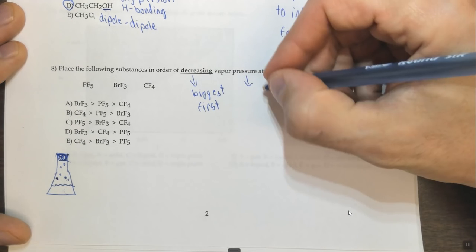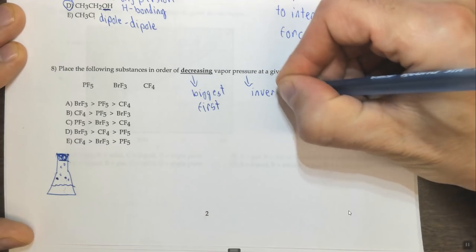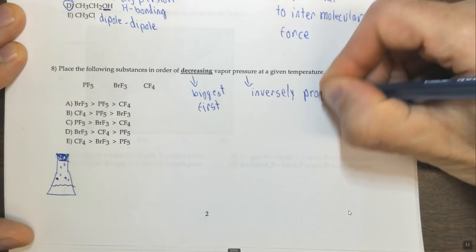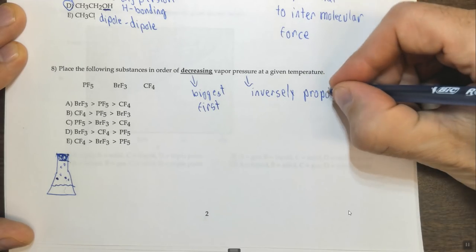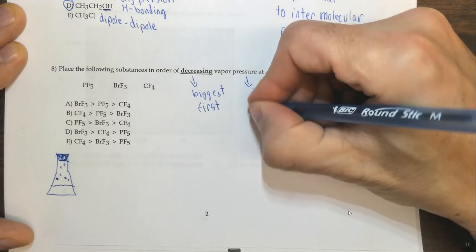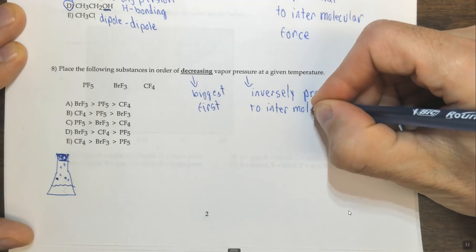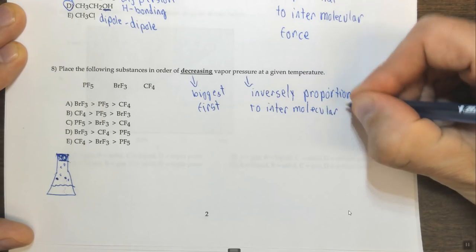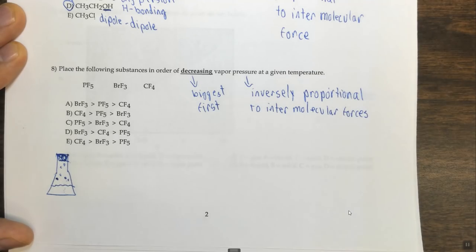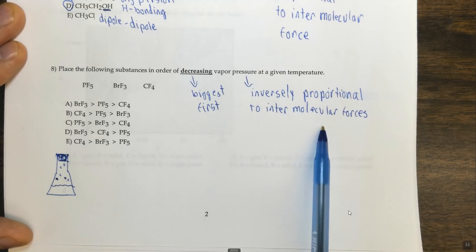So vapor pressure is inversely proportional to intermolecular forces. Why? I'll re-say it in 1 second. If molecules have strong intermolecular forces, not very many go into the gas phase. So strong intermolecular forces means low vapor pressure. If molecules have weak intermolecular forces, they readily go into the gas phase, and therefore they have a higher vapor pressure. So it's inversely proportional to intermolecular forces.